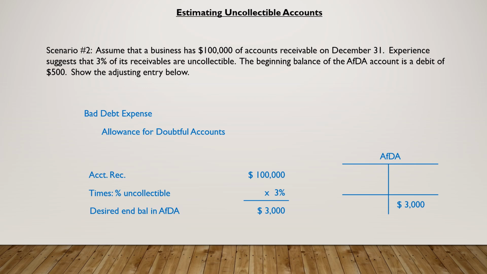Scenario 2. This one is almost identical to Scenario 1. We still have $100,000 of accounts receivable, and 3% is still estimated to be uncollectible. However, in this instance, AFDA has a debit balance of $500. To achieve that desired $3,000 credit balance, we need to credit AFDA for $3,500.